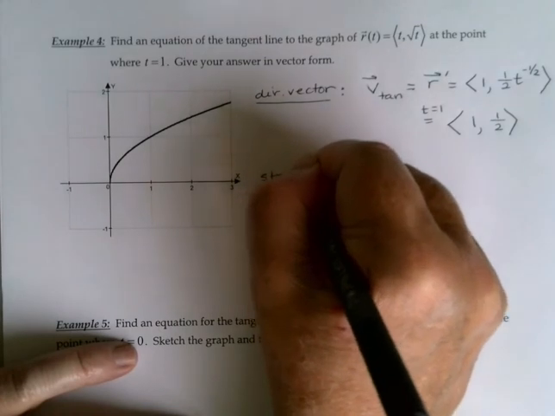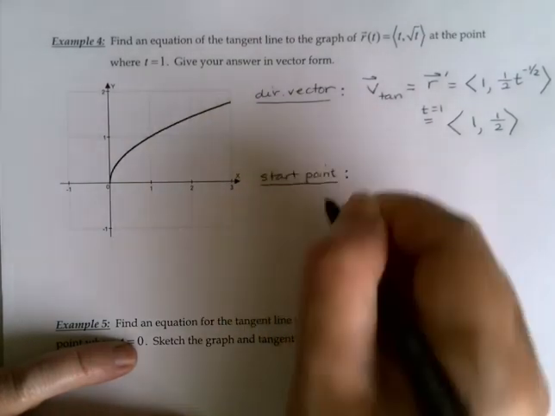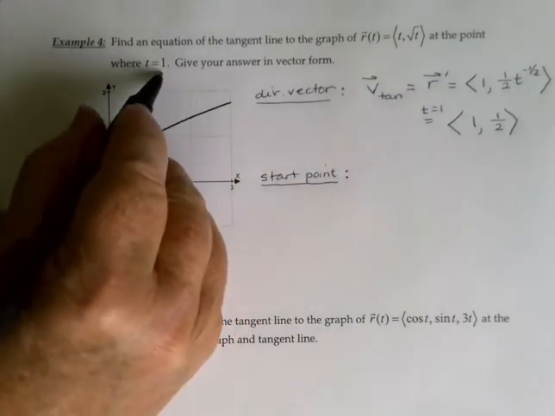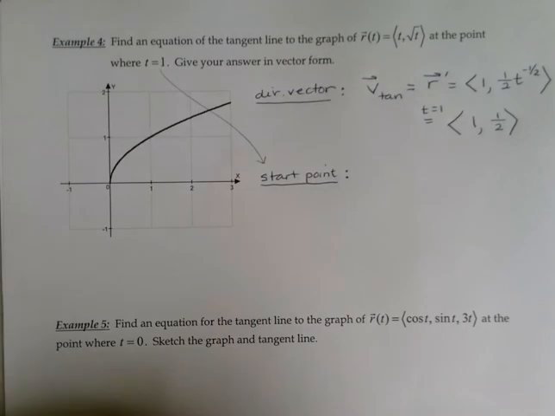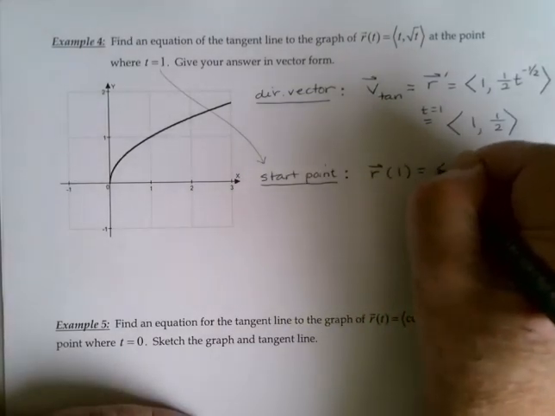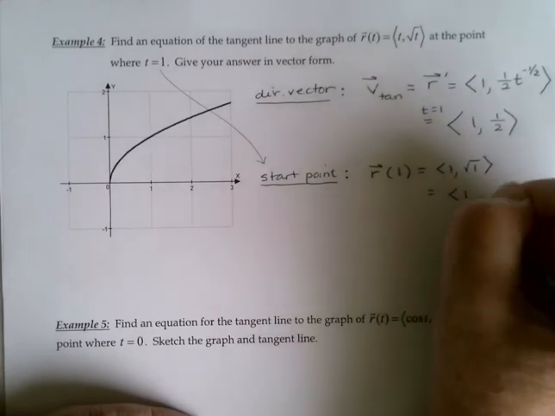I need a starting point. The point of tangency is t equals 1. So I'm going to want to use that as my starting point to make sure I start in the right spot. r of 1 is (1, square root of 1), or (1, 1).